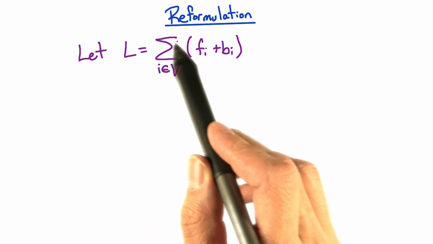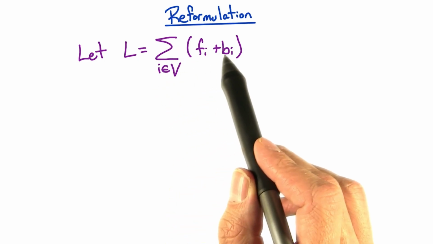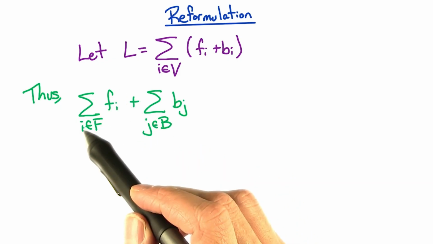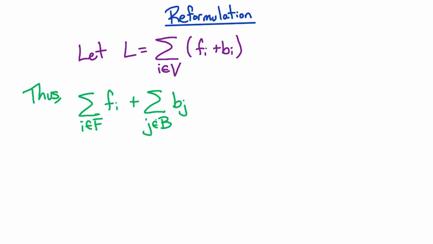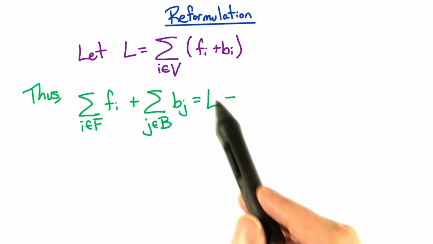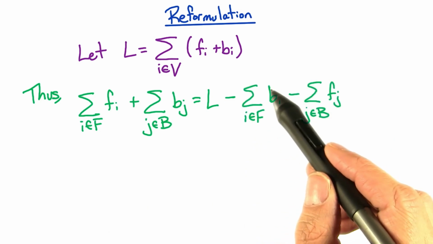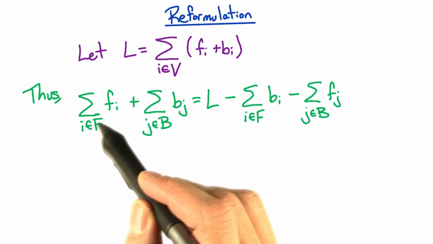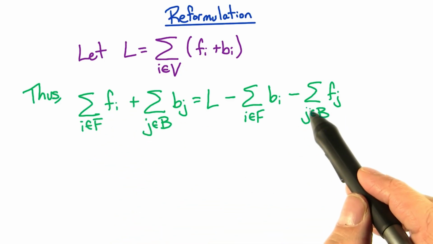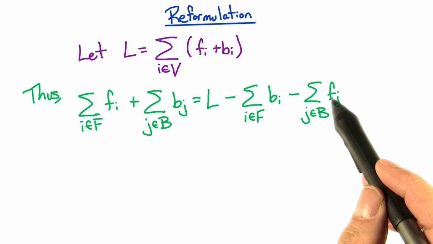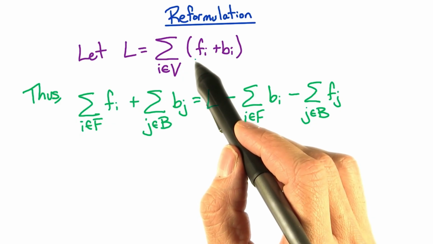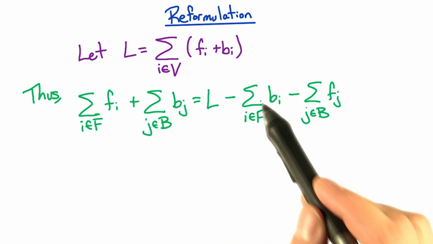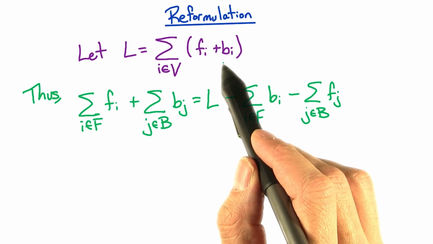So let capital L denote the sum over all pixels of their foreground likelihood plus their background likelihood. Recall our weight for a particular partition F, B had weight Fi for each pixel assigned to the foreground and Bj for each pixel assigned to the background. Notice that this quantity is equal to capital L minus the sum over the pixels assigned to the foreground of their background likelihood minus the sum over the pixels assigned to the background of their foreground likelihood. Because if we take the sum over the pixels assigned to the foreground of their foreground likelihood plus the sum over the pixels assigned to the background of their foreground likelihood, we get the total likelihood of all pixels for the foreground. This is the first term in this sum. Similarly, by summing this term with this term, we get the total likelihood of all pixels for the background.